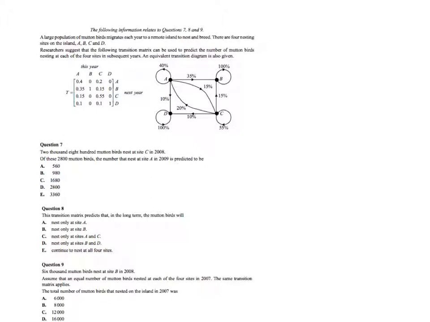Researchers suggest that the following transition matrix can be used to predict the number of martin birds nesting at the 4 sites in subsequent years. An equivalent transition diagram is also given. So you've got the transition and you've got the diagram. So they said 2,800 martin birds nest in Site C in 2008.